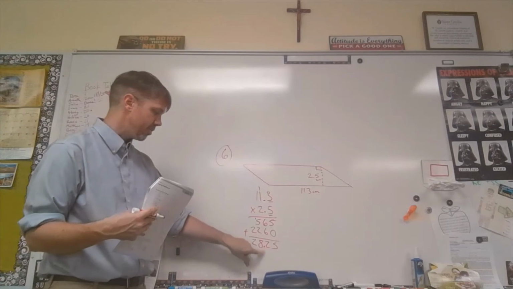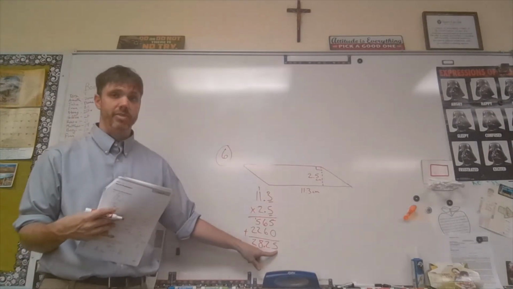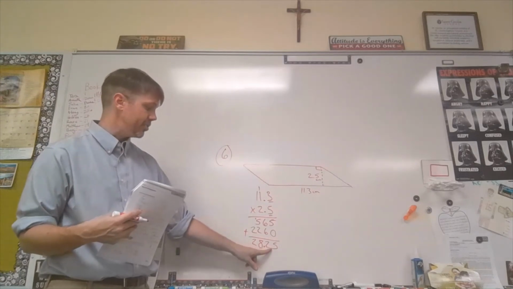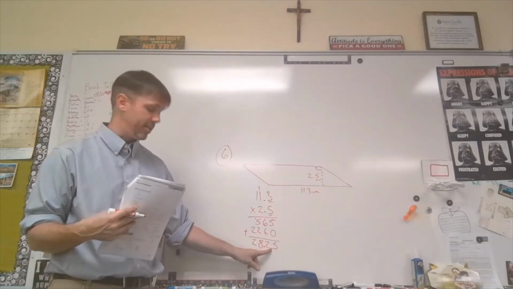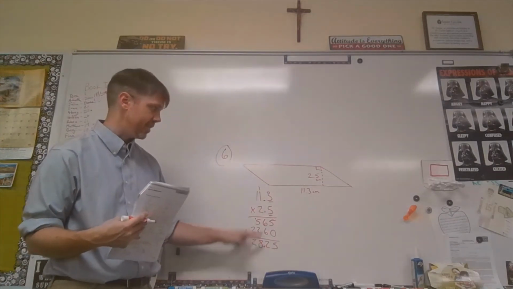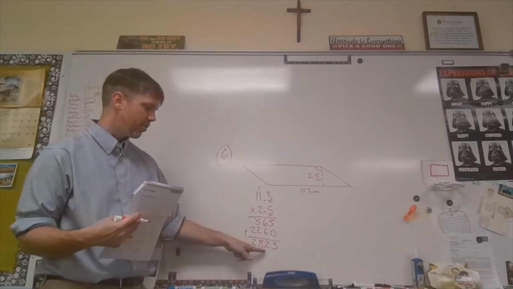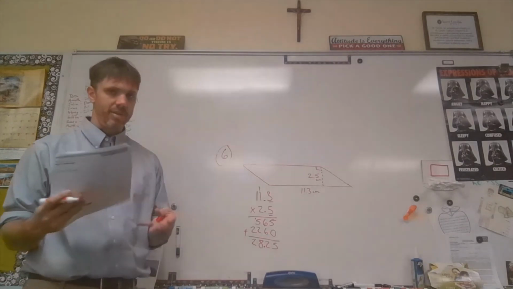If you didn't have that decimal point there, 2,825, that sure doesn't make sense. If you had it at 282.5, that doesn't make sense. And if you had it at 2.825, that doesn't make sense since 2 times 11 is 22 already, okay? So this 28.25, that's the only one that really makes sense.